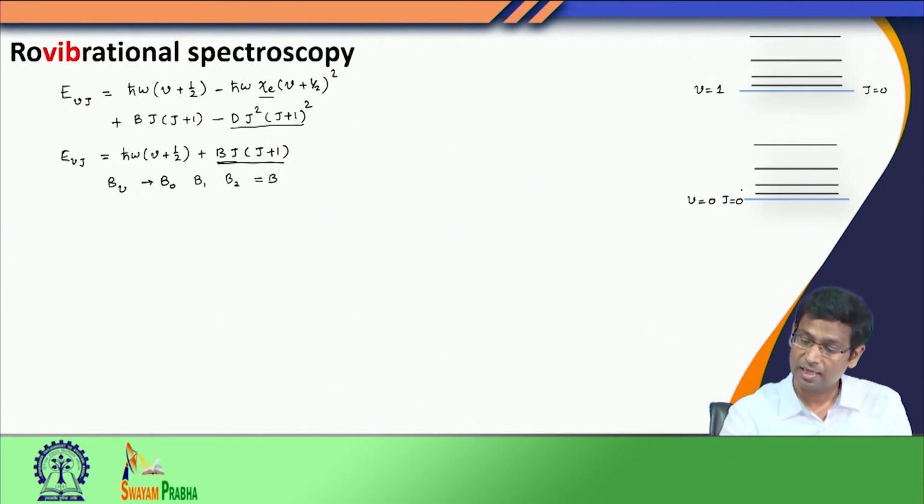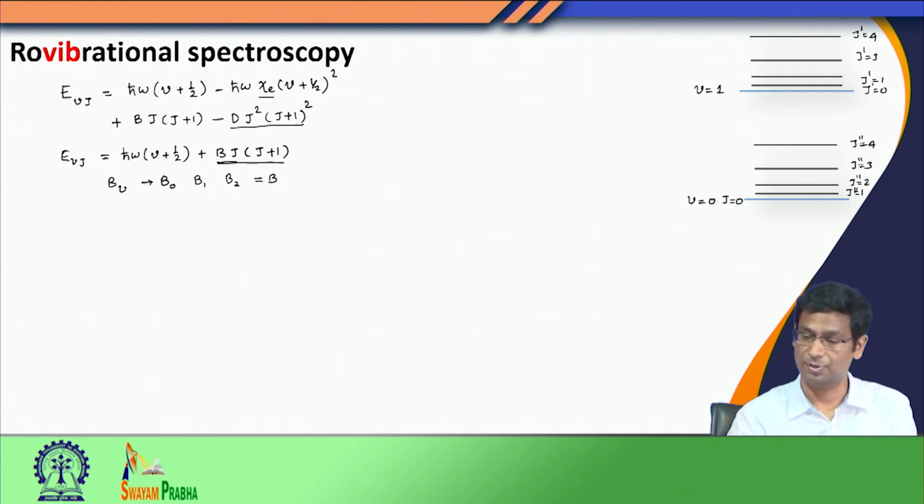Similarly, this level also has J equals 0. Now, you would see that the next line that we have here corresponds to J equals 1, J equals 2, J equals 3, and similarly here J equals 1, 2, J equals 3, J equals 4. Just to distinguish our J, let us give double prime to the lower rho vibrational state and single prime to the upper rho vibrational state. So, these are now our vibrational energy states.